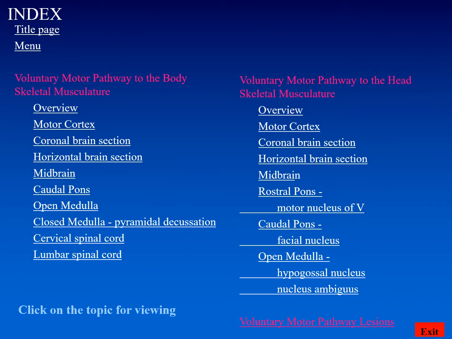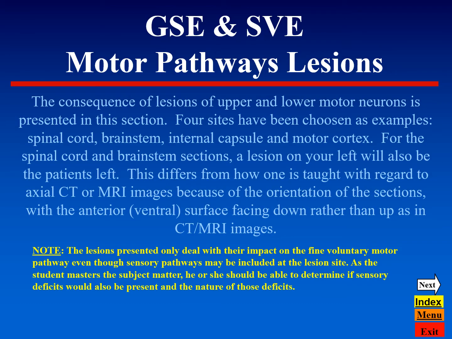This is just an index of the slides we just covered of the voluntary motor innervation to the body and to the head. The following section we'll be doing with some lesions of lower motor neurons and/or upper motor neurons and the findings or deficits associated with those lesions, whether it be at spinal cord levels or at brainstem levels or cortical levels.